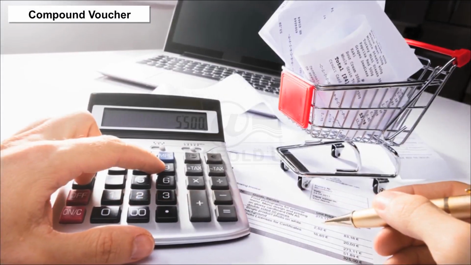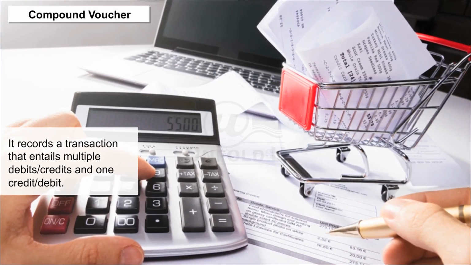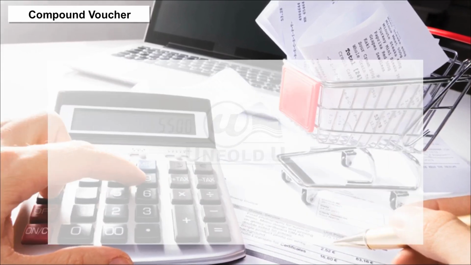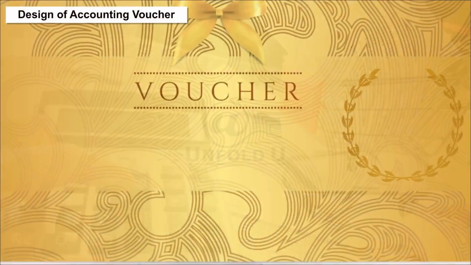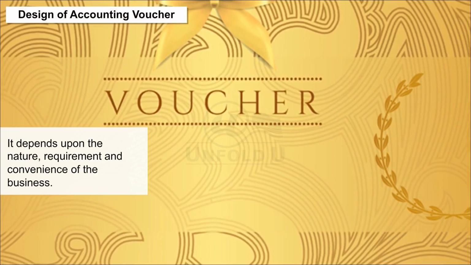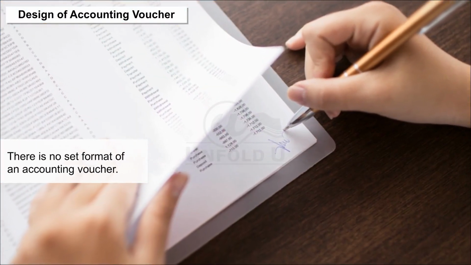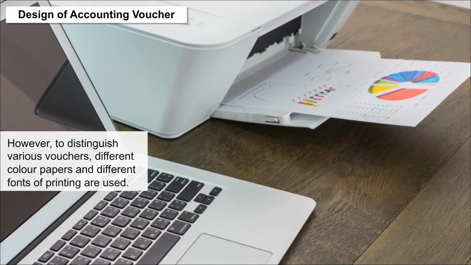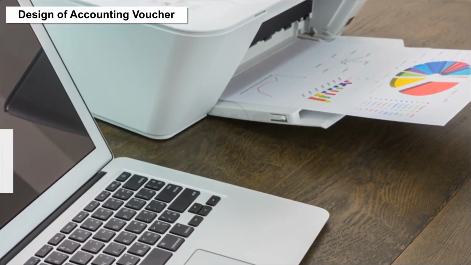Compound voucher. It is a voucher that records a transaction that entails multiple debits and one credit, or multiple credits and one debit. Types of compound voucher: debit voucher, credit voucher. Design of accounting voucher. The accounting voucher design depends upon the nature, requirement and convenience of the business. There is no set format of an accounting voucher. However, to distinguish various vouchers, different color papers and different fonts of printing are used.